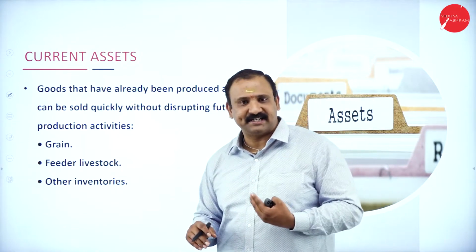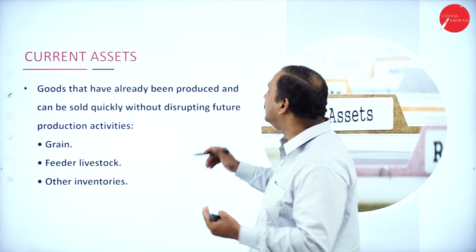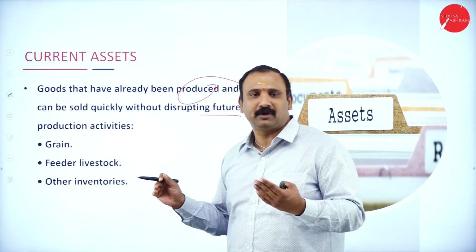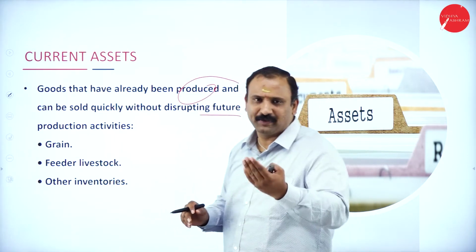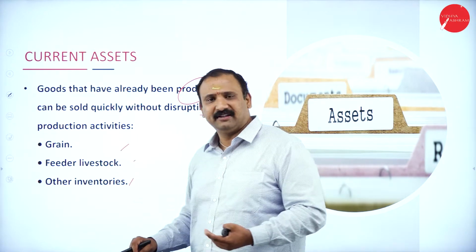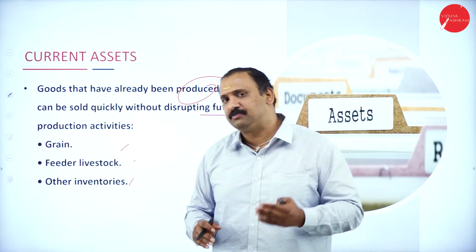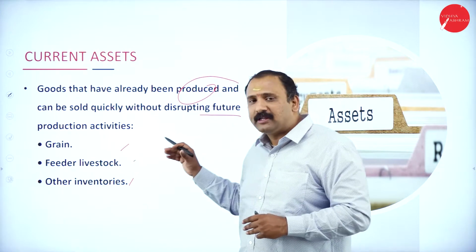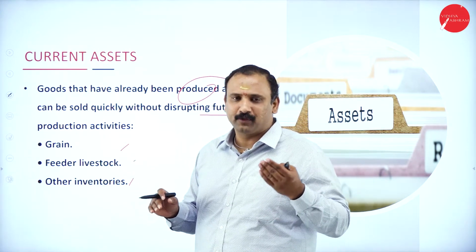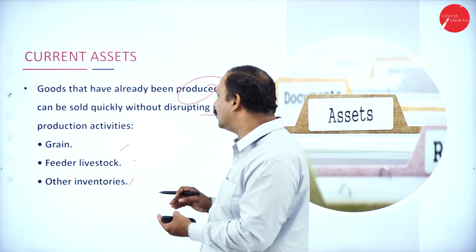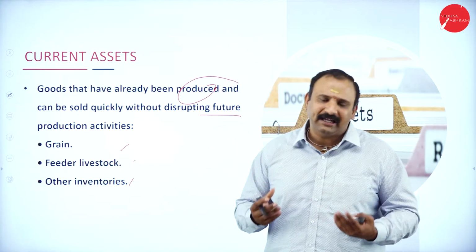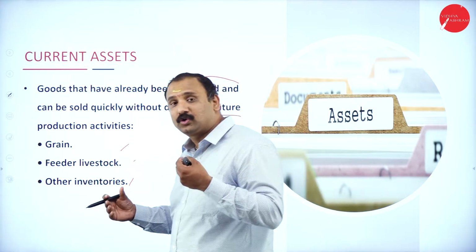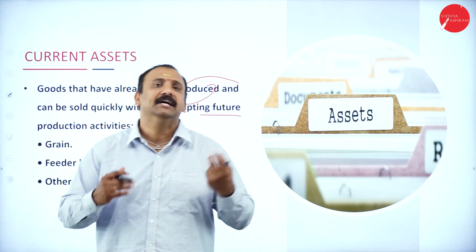Followed by the current assets. Now, what do you mean by current asset? Goods that have already been produced and can also be sold quickly without disrupting the future production activities are known as current assets. We can talk about grains, livestock, other inventories. These are all current assets, which means they are available with you at any given point of time, so that you don't have to look further at all. If you can use that current asset, you will be able to take it forward and convert it for any production activity. So that's why I always say that current assets can be sold very quickly, with immediate convertibility to cash.